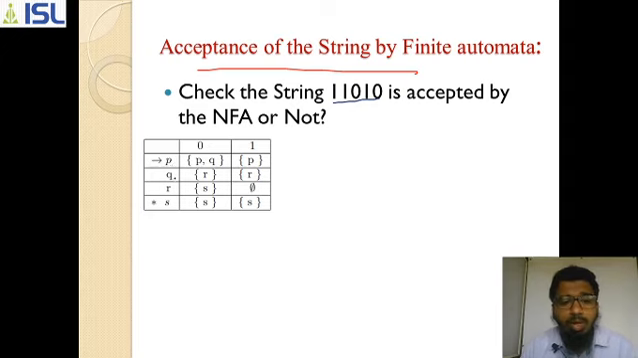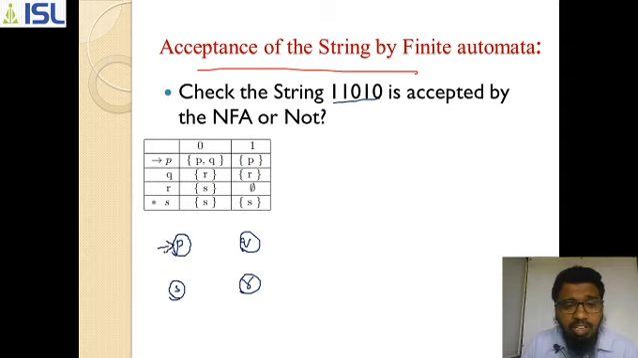How many states are there? P, Q, R, S. Okay, these are all the states. Now which one is the initial state? P is the initial state as per this table, and star S is nothing but the final state.